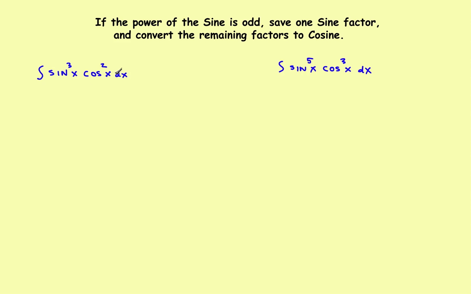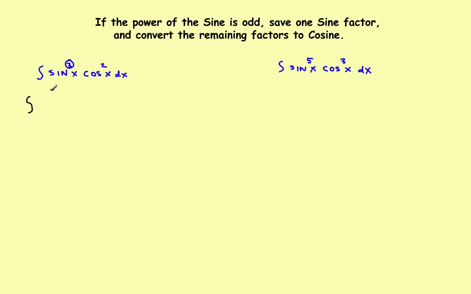If you look at this problem, the first thing you'll see is that the sine is odd. So the sine is to an odd power. Since the sine is to an odd power, what the rule says is save one sine factor and convert the remaining ones to cosine. Now what does that mean? Well, let's take a quick look here.